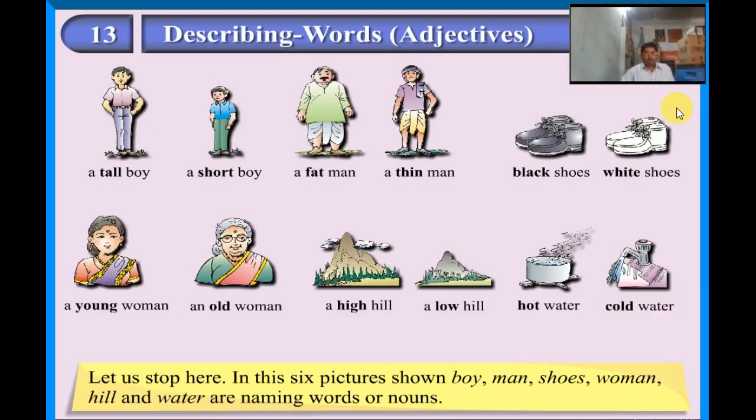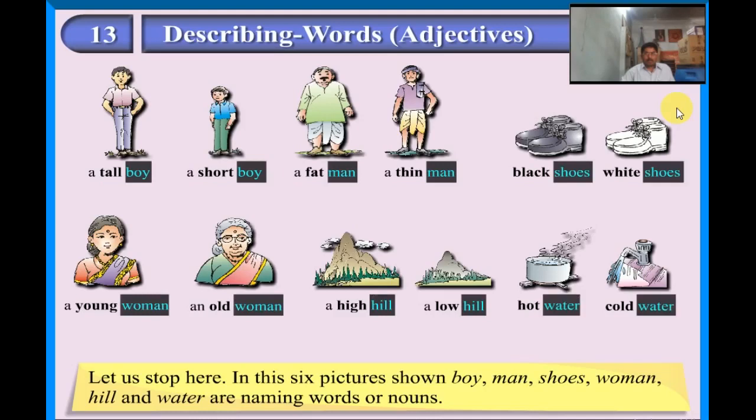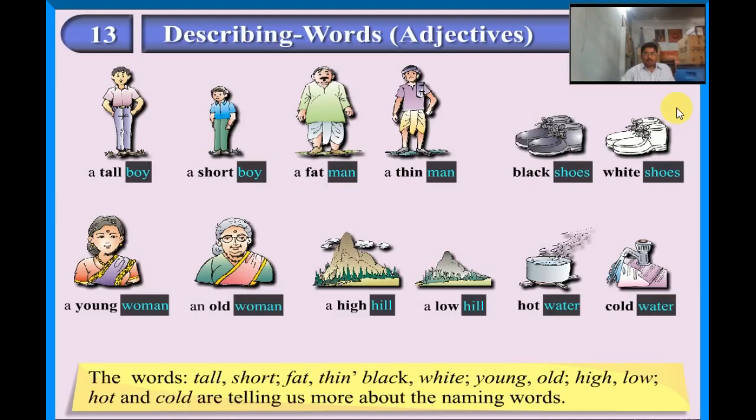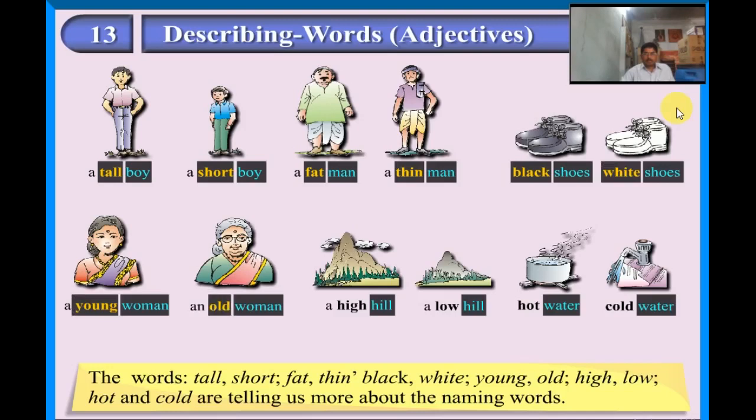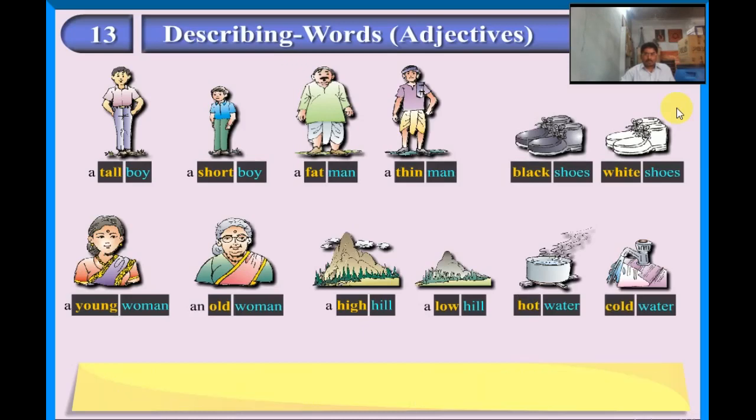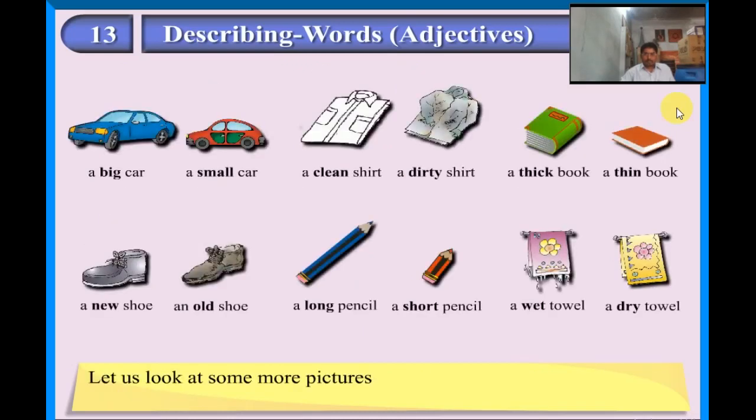In these six pictures shown, boy, man, shoes, woman, hill and water are naming words or nouns. The words tall, short, fat, thin, black, white, young, old, high, low, hot and cold are telling us more about the naming words. Let us look at some more pictures.